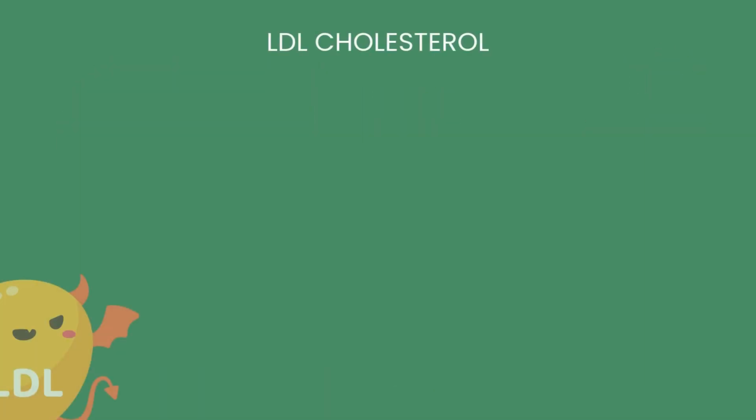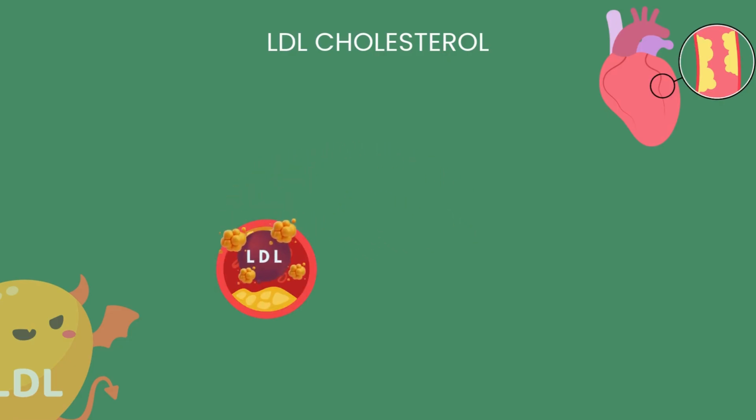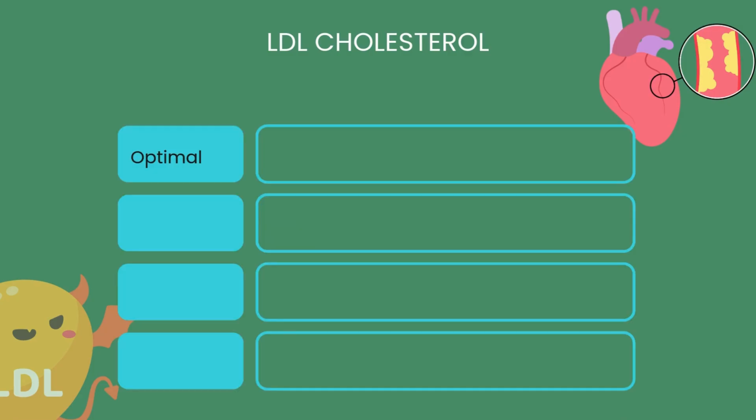LDL is commonly referred to as the bad cholesterol because elevated levels contribute to atherosclerosis and increased risk of heart disease. LDL carries cholesterol to tissues, but excess circulating LDL can deposit in vessel walls and form plaques. The optimal LDL level is less than 100 milligrams per deciliter for adults.